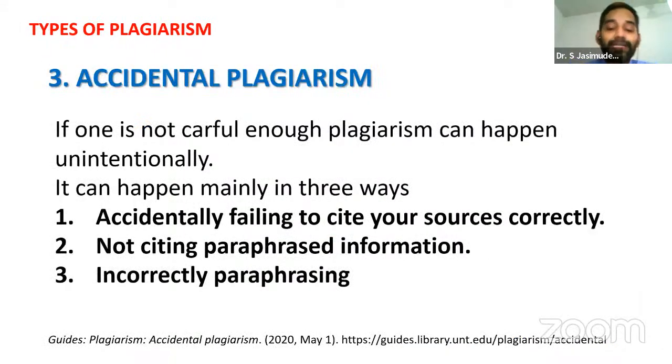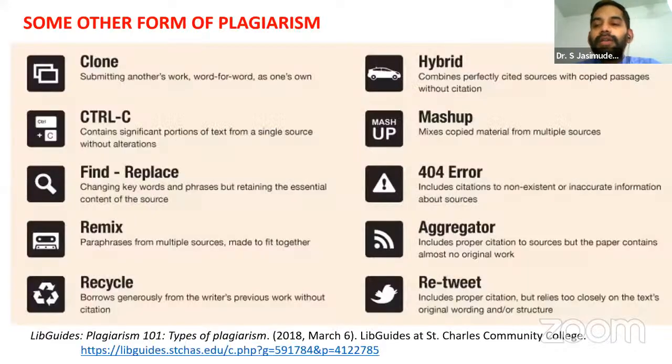Then accidental plagiarism. What are the types of accidental plagiarism? One, accidentally failing to cite your source correctly. Two, not citing paraphrased information. Three, incorrectly paraphrasing. These are the 3 types of accidental plagiarism.